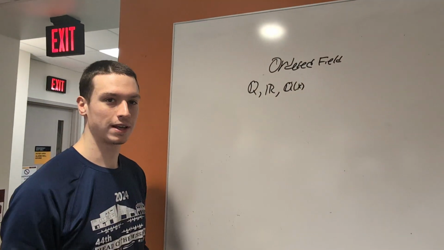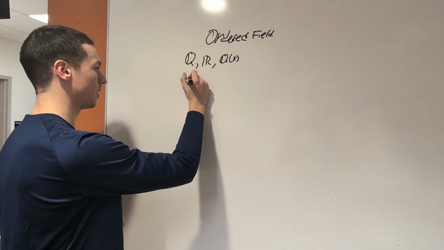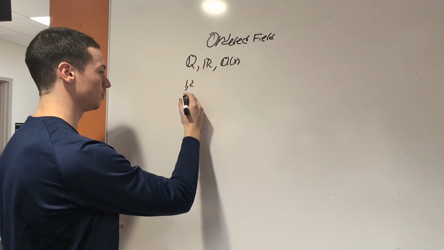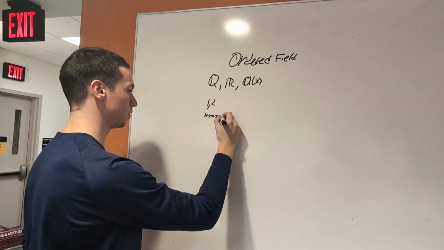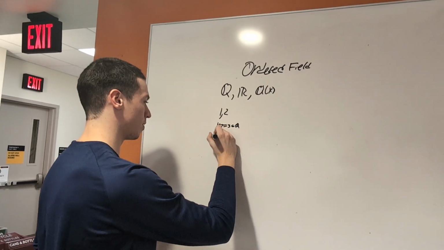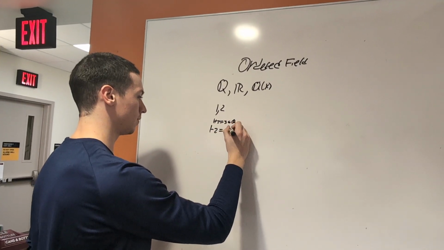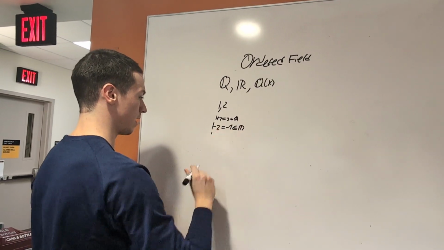So just some examples to show this on the rational numbers, you would have numbers like 1 and 2. And if you have 1 plus 2, that equals 3, which is in the rational numbers. 1 minus 2 is negative 1, which is in the rational numbers, and so on.